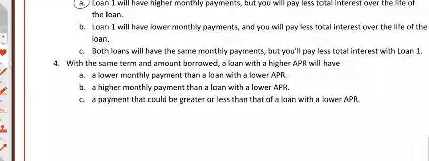One last one. With the same term, meaning years, and the same amount borrowed, your principal, the loan that has a higher APR will have what? A lower monthly payment than a loan with a lower APR, a higher monthly payment than a loan with a lower APR, or a payment that could be greater or less than that of a loan with a lower APR. Figure that one out. I hope you answered that a loan with a higher APR will have a higher monthly payment than a loan with a lower APR. Just one of those truths.